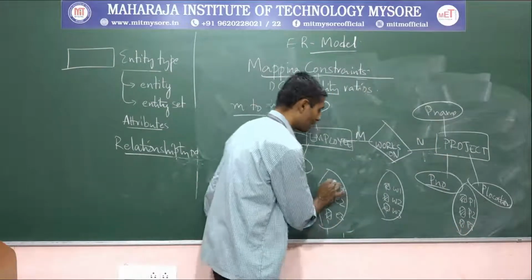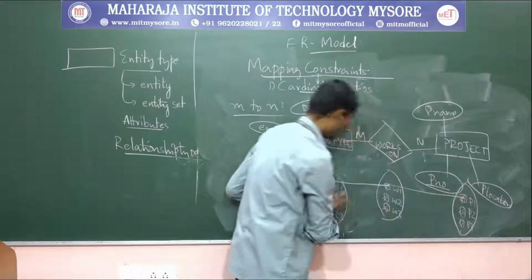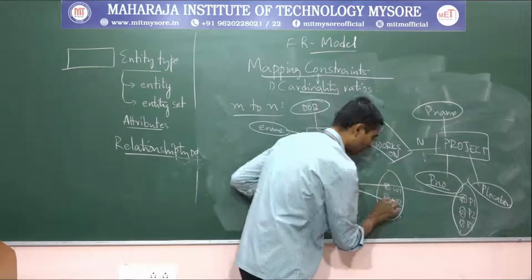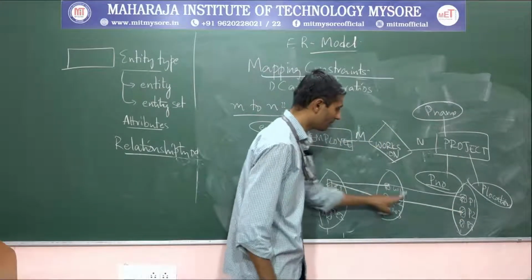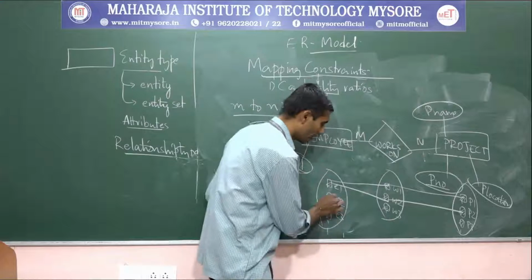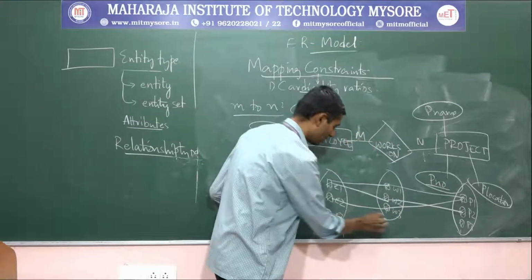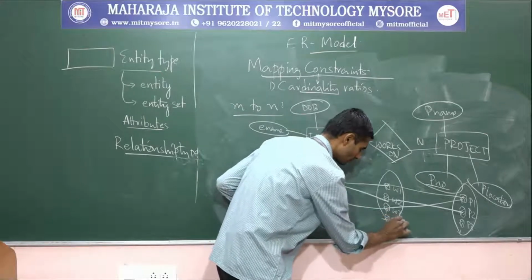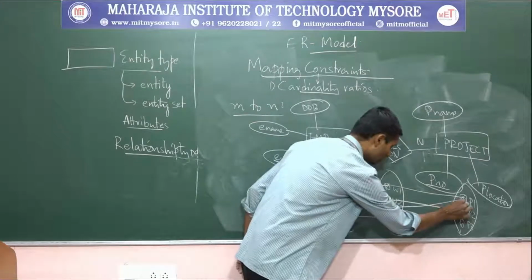I said an employee working on many projects. Let's assume employee works on project 1, same employee works even on project 2, right? So one employee working on 2 projects. Let's assume E2 working on project P1 and E3. For everything you have to write one more relationship, never forget.